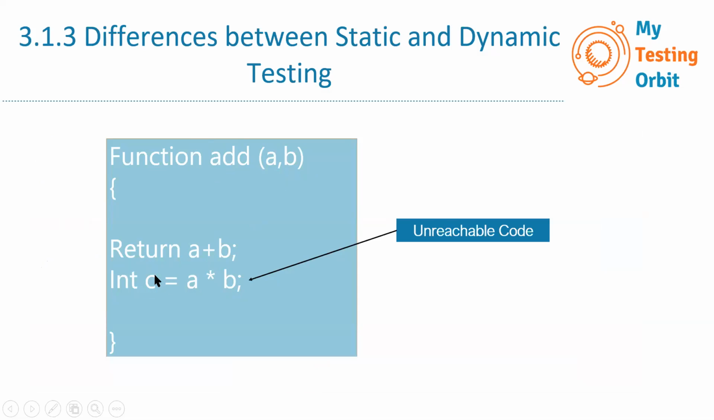Over here, we are declaring this new integer variable c, which is equal to a multiplied by b, but this is not used in this function. This will never be used because this function is only about adding these variables, not about multiplication. So this is an example of unreachable code. It's just occupying some space. It's not doing anything. This will never be called.